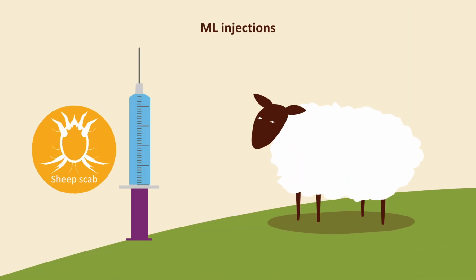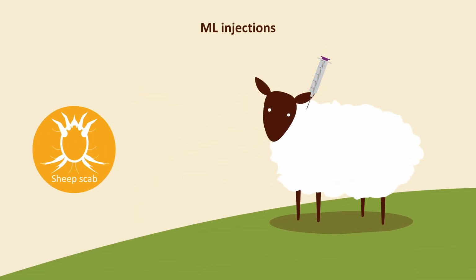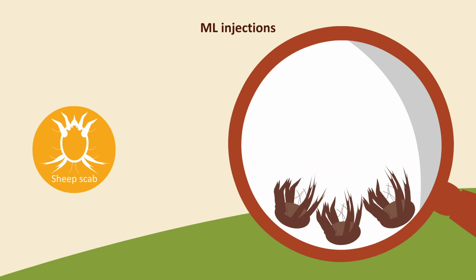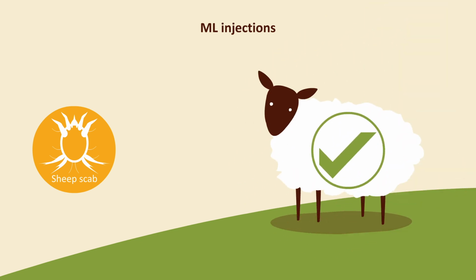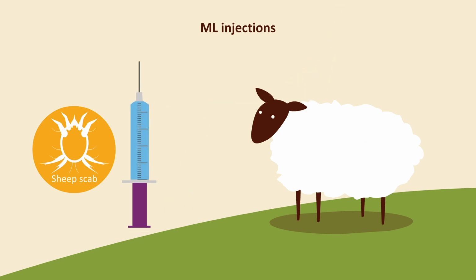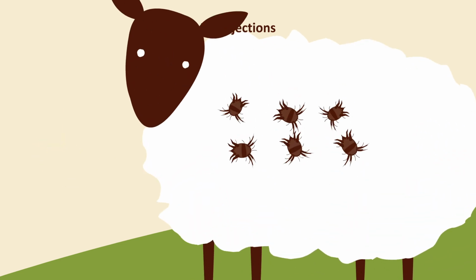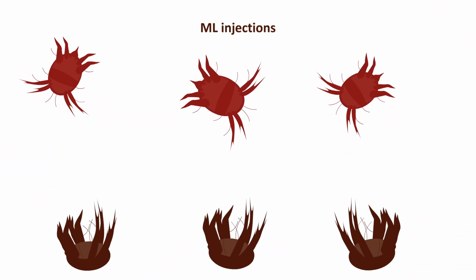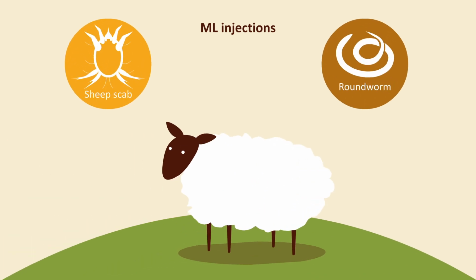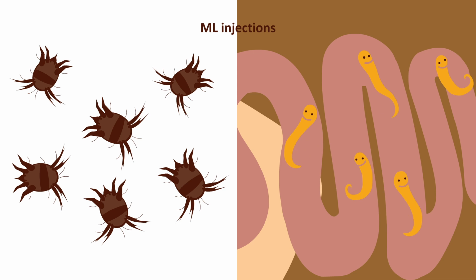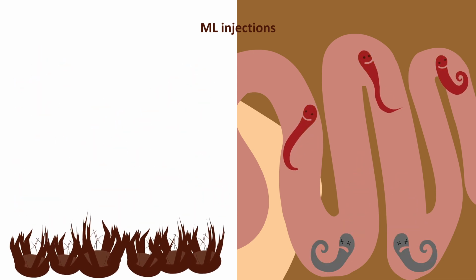ML injections will treat sheep scab. Depending on the active used, they can prevent reinfestation for a period of time. Products with a shorter persistency period will need 2 treatments to effectively remove the scab mites. Be aware that some scab mites have developed resistance to MLs. MLs are also used to treat roundworms in sheep. Therefore, the use of MLs for sheep scab can select for resistant roundworms.